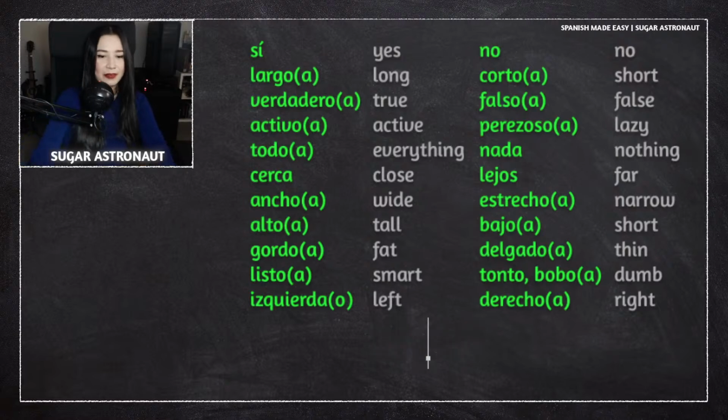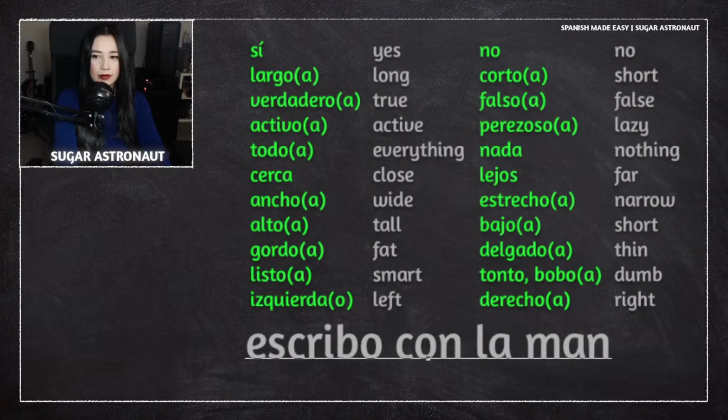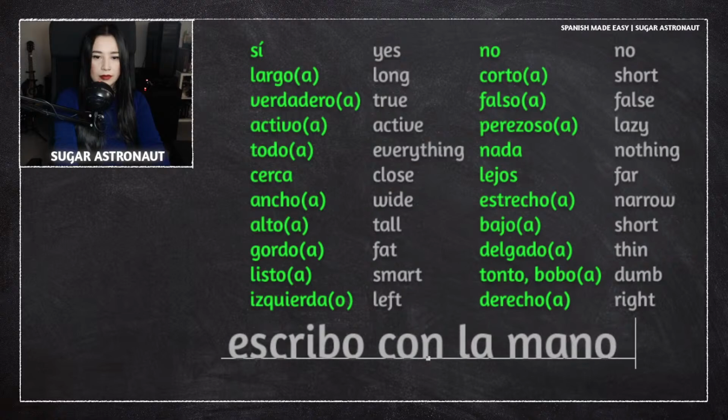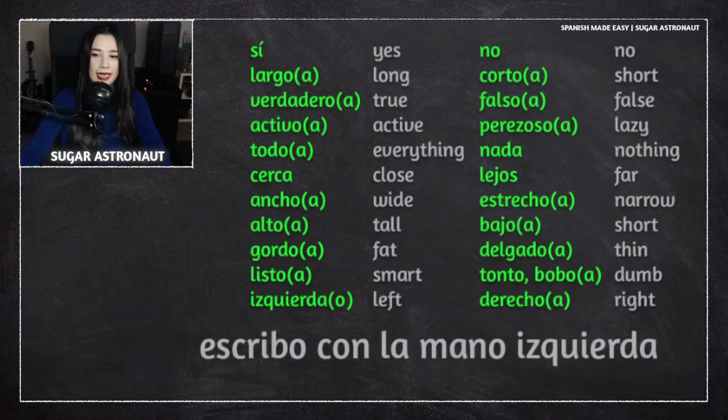Let me give you more examples. For example, escribo con la mano izquierda. This means I write with my left hand. Mano izquierda. Okay, left hand.